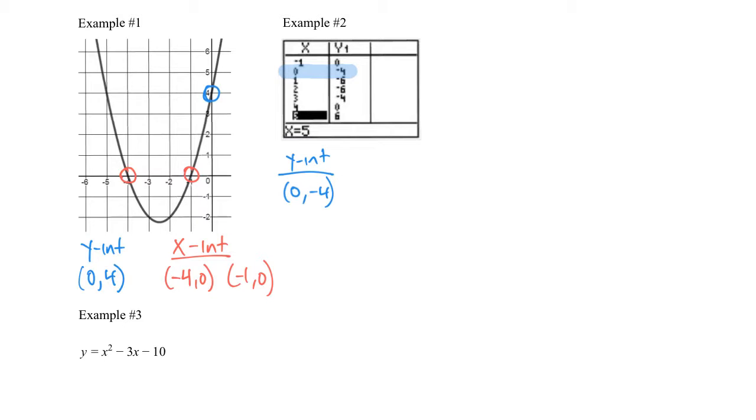The x-intercepts are found in a similar way. So the x-intercepts are found where it crosses the x-axis, which means my y value is 0. So in this case, I'm going to look for where my y value is 0. So that's right there and right there. So just like before, my x-intercepts, I'm going to write those as points. I'm going to have (-1, 0), and I'm going to have (4, 0). Okay, so that's how we find it from a graph and from a table.